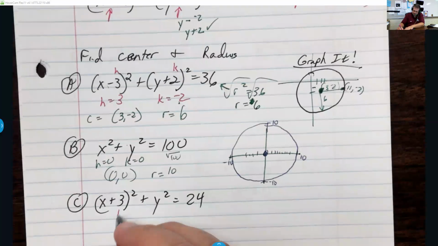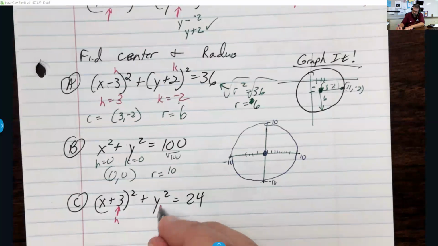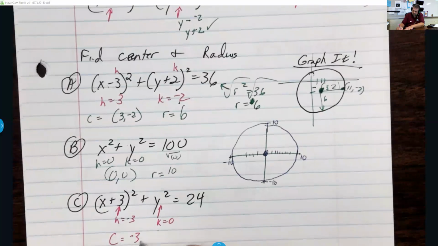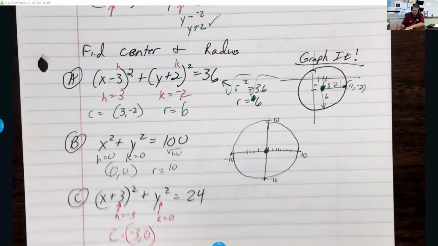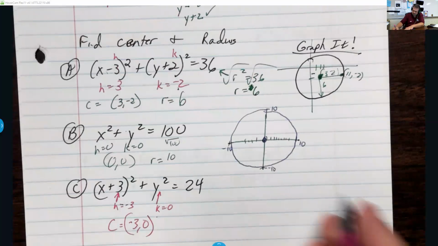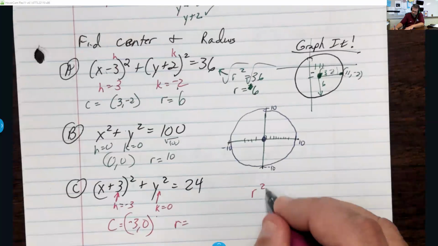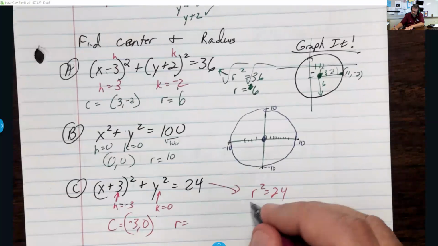Well, here's h, and then the k has to be somewhere here. So k is 0, and h is going to be negative 3. So I have a center at negative 3, 0. Now, how do I find the radius? Well, the radius, so if r squared is 24, take the square root of both sides.